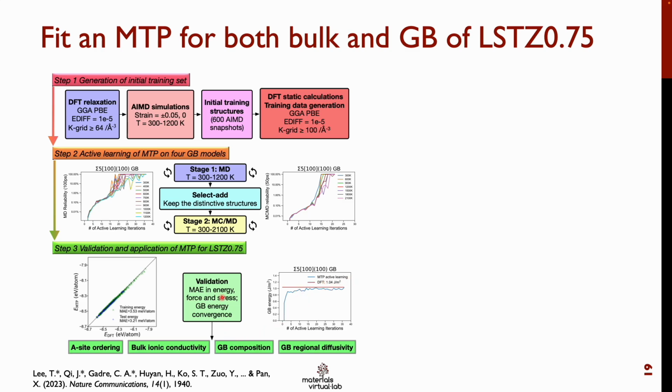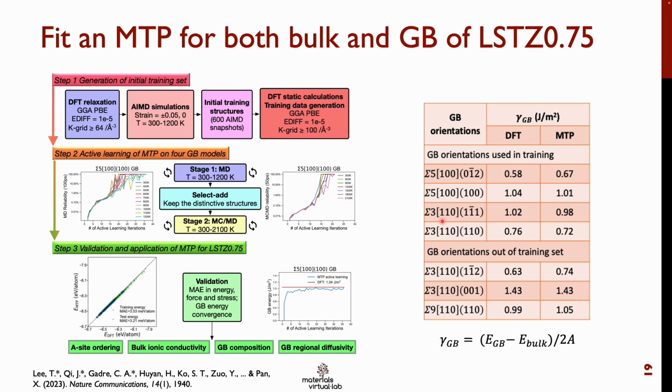This is just an example for one orientation of grain boundary, but we actually have 4 different orientations in our test set, and you can see they have good matching with the DFT results. And for grain boundary orientations out of the training set, our moment tensor potential also has reasonable accuracy, comparable to the orientations included in the training data.